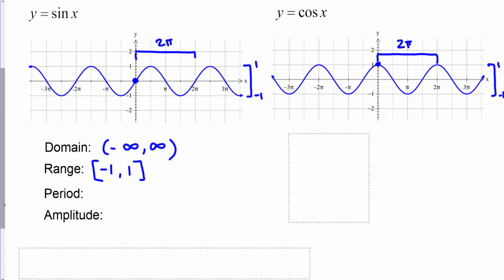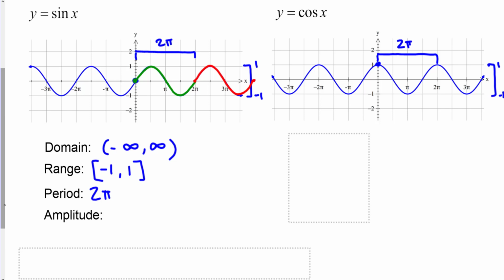The period is defined as how long it takes for the graph to repeat itself. The standard period for sine is 2 pi, because after an angle measure of 2 pi, you start seeing the same pattern over and over again. So you start with this pattern right here. Once you get to 2 pi, it repeats, and you see the same pattern again until you get to 4 pi. So every 2 pi, the pattern repeats itself. So that's what is known as the period.